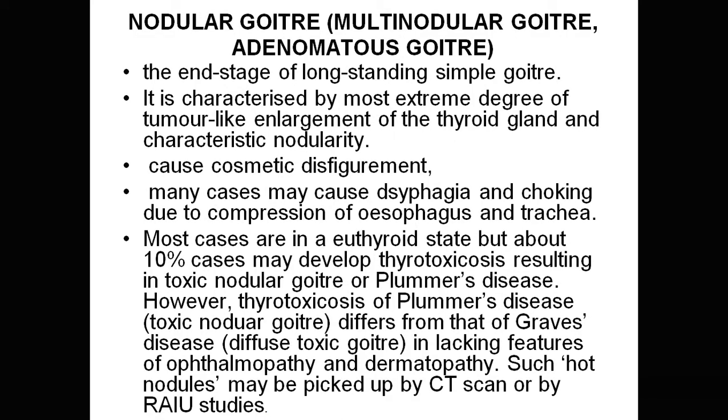Multinodular goiter, or adenomatous goiter, is the end stage of long-standing simple goiter, which is characterized by an extreme degree of tumor-like enlargement of the thyroid gland. In many cases of multinodular goiter, the patient experiences dysphagia and choking due to compression of the esophagus and trachea. Sometimes the patient experiences cosmetic disfigurement due to the multinodular mass in the neck. Most cases are in a euthyroid state, but in about 10% of cases it may develop thyrotoxicosis, resulting in toxic nodular goiter.